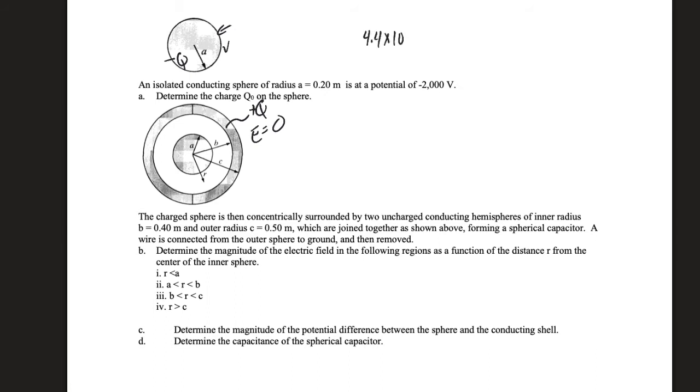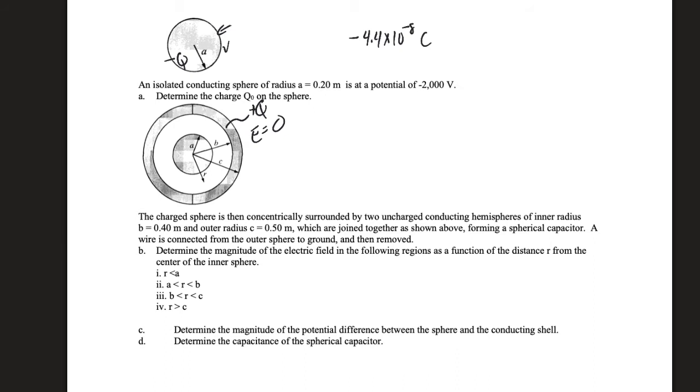4.4 times 10 to the... I can't remember, but we need this. What is it? Negative 8 coulombs. And it's negative on the inner sphere and positive now on the inside wall of the shell. Let me say, okay, negative on the sphere, positive on the shell. You follow that? Because I kind of stumbled over my words.